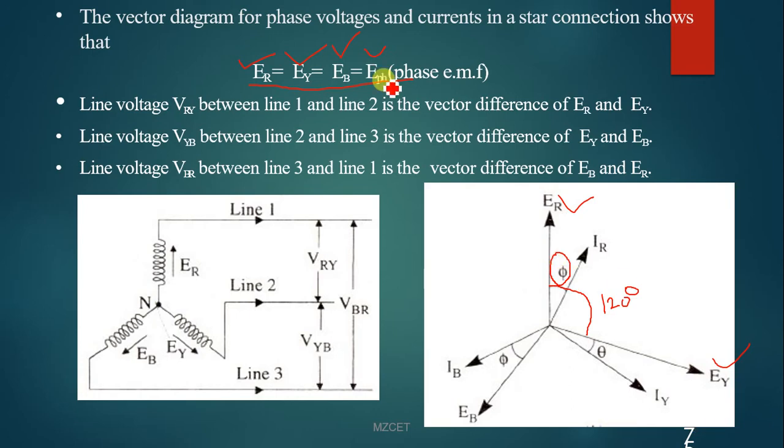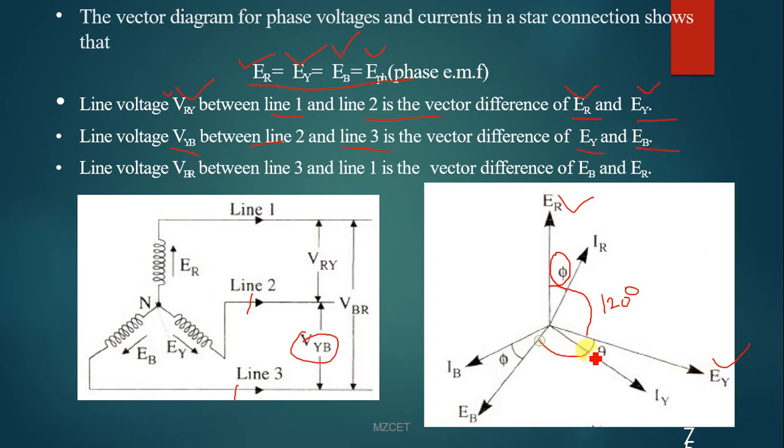Okay, line voltage VRY, between line 1 and line 2, the vector difference is ER and EY. Similarly, line voltage VYB, the voltage between line 2 and line 3, is the vector difference of EY and EB.